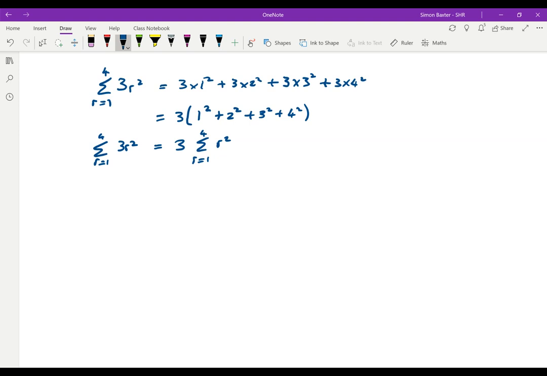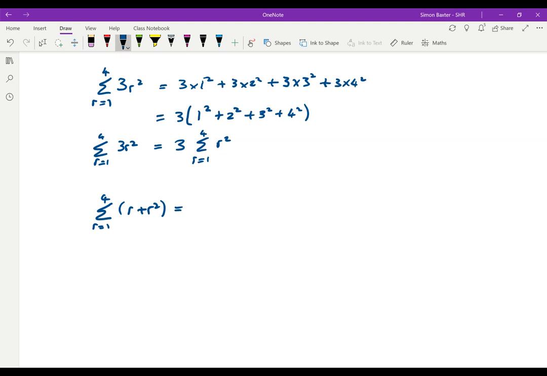What happens if we take sigma r equals 1 to 4 of r plus r squared? Once again, if you look at that, it would be nice if this came out to be sigma r plus sigma r squared. But we ought to have a look and make sure that it does, or perhaps that it doesn't work.